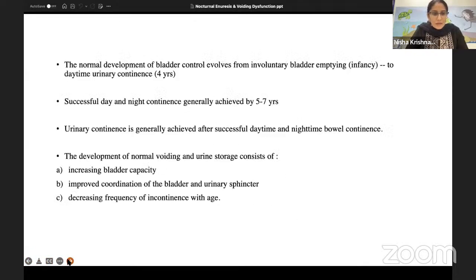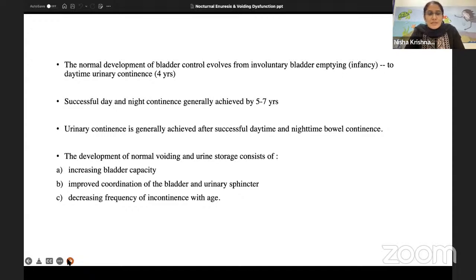Normally, we all know that the development and maturation of the bladder occurs over a period of time after birth, wherein the infant has an incontinent bladder, or rather involuntary voiding, and over a period of time they learn to develop continence, which may take as long as even 4 years for daytime urinary continence. And nighttime urinary continence, which occurs a little later, is achieved by around 5 to 7 years. And urinary continence on the whole is usually achieved after achieving adequate and successful bowel continence.